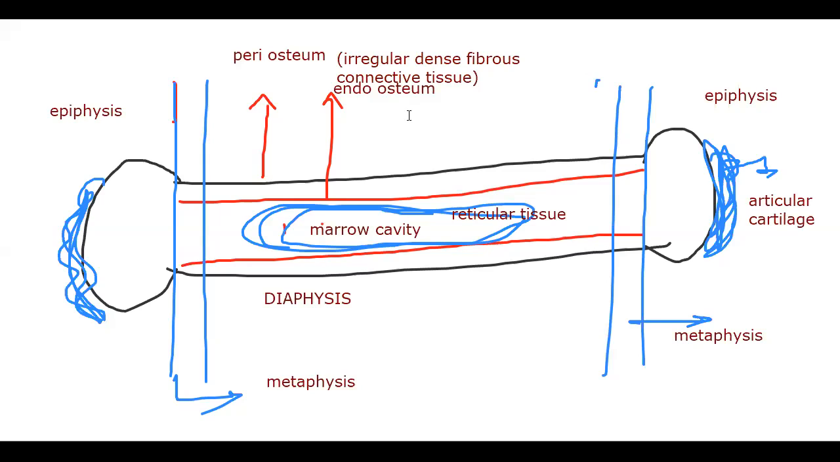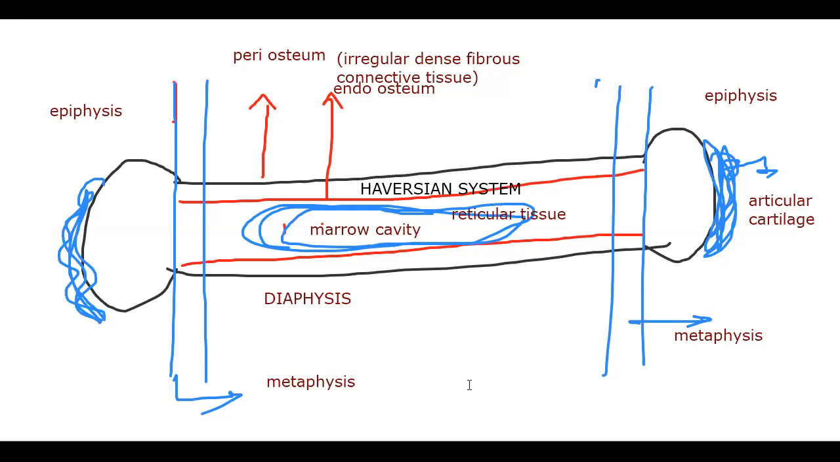Next, between the periosteum and endosteum, we are going to learn a special feature, that is the Haversian system. Between these two, the Haversian system is present. Between what? Between periosteum and endosteum, the Haversian system is present.